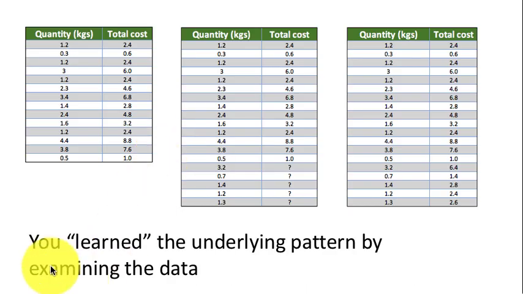Okay, so basically what you did was you learned the underlying pattern by examining the data. You looked at the data and figured out that this is the pattern, that the cost is always 2 times the price, 2 times the quantity. Okay, so that's all that really happened. Of course, this is clearly a trivial example. Real life is not going to be as simple as this, and so on, but this is what is generally going on.